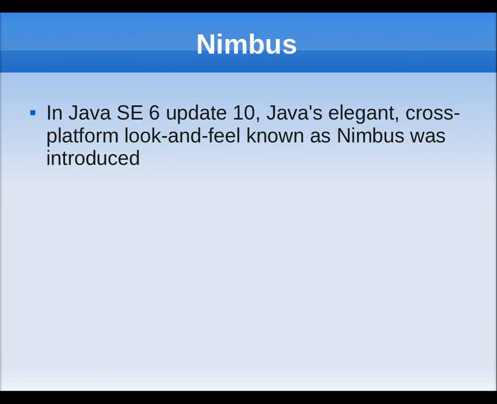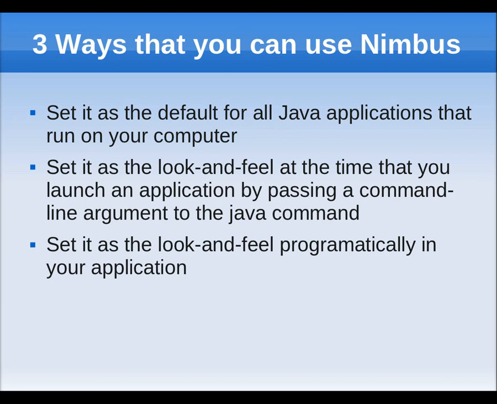Okay, so Nimbus is part of a look and feel package in Java Standard Edition 6 update 10. They actually offered Nimbus, which is a nice little cross-platform look for your applications. There are three ways that you can use Nimbus. The first way is to set it as the default across all your applications, and I'm going to tell you how to do so next. The other way is you can change it by passing an argument to the Java command. When you execute your program, you type java, and there's an argument that you pass through to make it use Nimbus rather than whatever the default is. And you can also do it programmatically in your application.